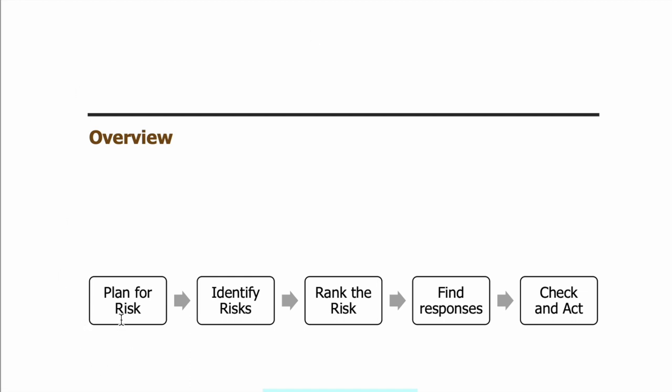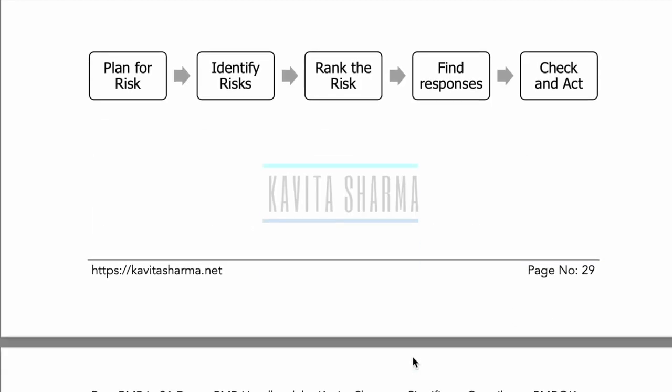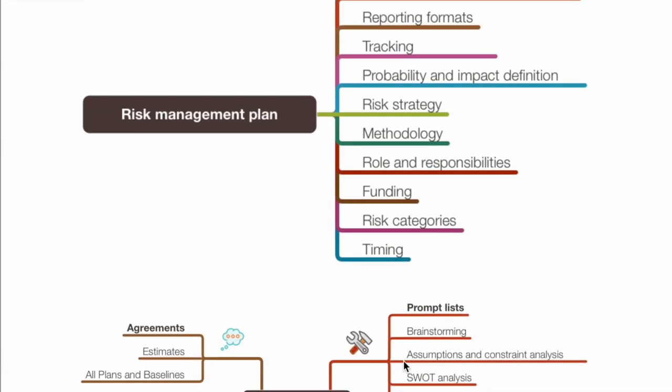Here we plan for risk, we identify the risk, we rank or analyze the risk, and then we look at what could be probable responses. And then, at the time of my team working, I keep on checking whether a risk has arisen, whether there are any new risks in the process, and I keep on updating my risk plan and risk register.